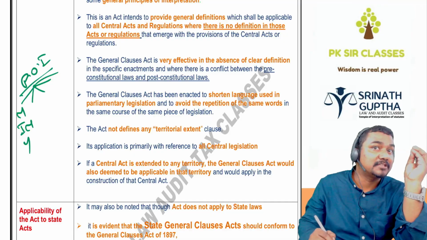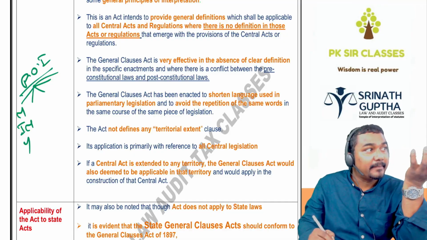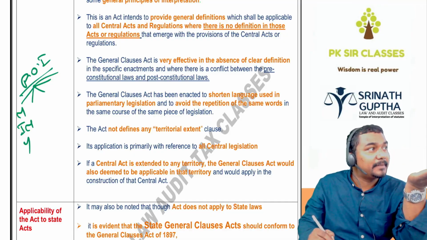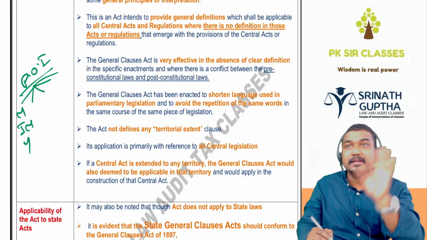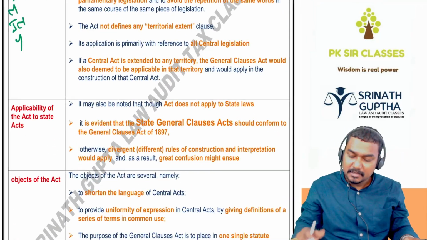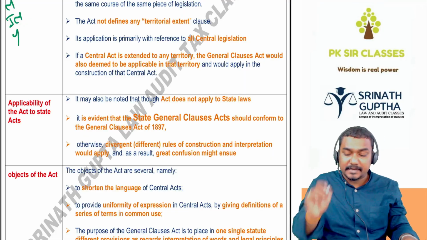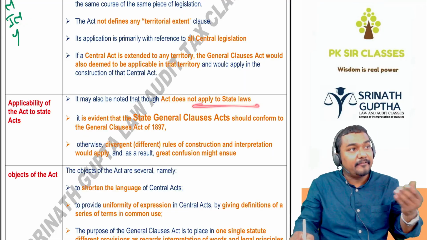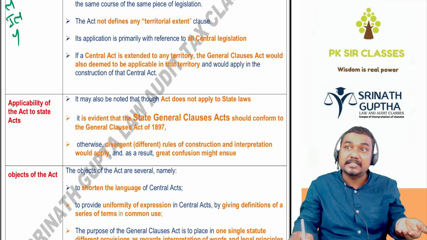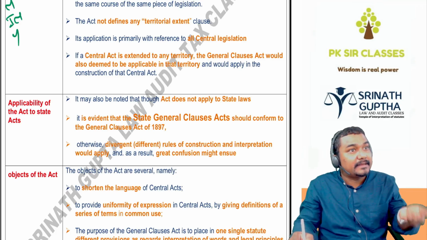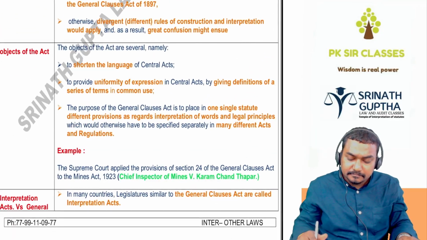To shorten the language of the central legislatures, Parliament doesn't want to explain the meaning of the same word in several laws. That's why the GCA came. This act is applicable only to central laws, not to state laws. Every state has to make its own state GCA, which should be in line with the central GCA.